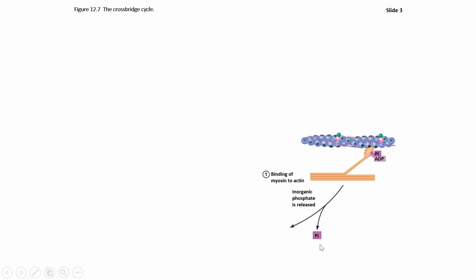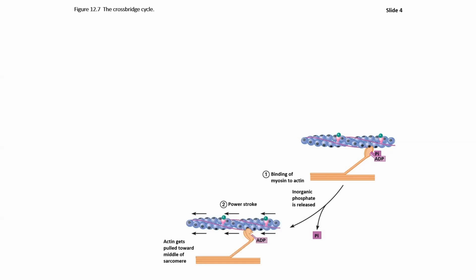Subsequently, the phosphate is released off. We release that inorganic phosphate, and that is what liberates the energy to complete the next step, which is the power stroke. The power stroke is the actual dragging of that actin filament closer towards the center of the sarcomere, or towards the M line. So the phosphate that is released liberates the energy to drag actin towards the M line, and we call this second step the power stroke.